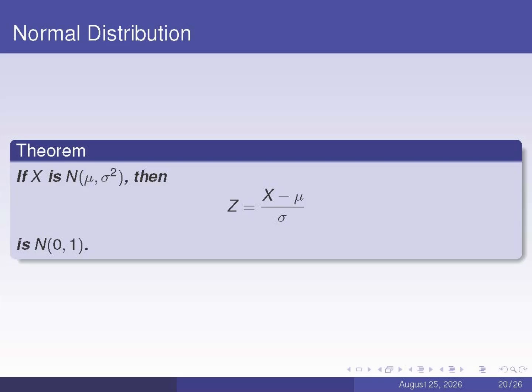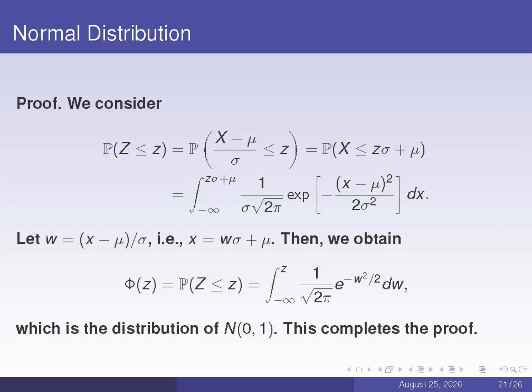The proof is as follows. We consider the distribution function of the random variable z as shown in line 2. The first equality is by the definition of z. The second equality converts it to the distribution function of the random variable x, thus yielding the integral in line 3. We use a change of variables to transform the variable x into the variable z, as shown in line 4.